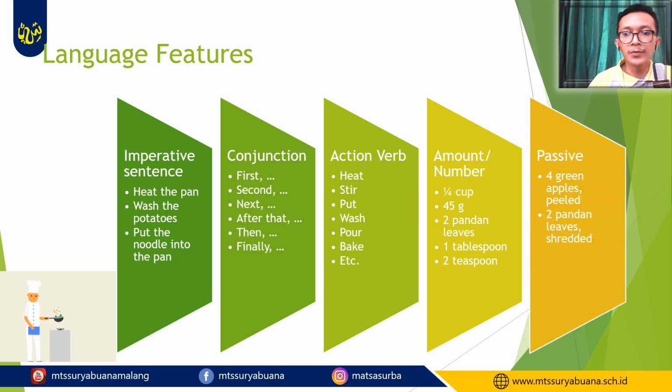And the last language feature that is usually written in a recipe is the passive sentence. For example, here 4 green apples peeled, 2 pandan leaves shredded.